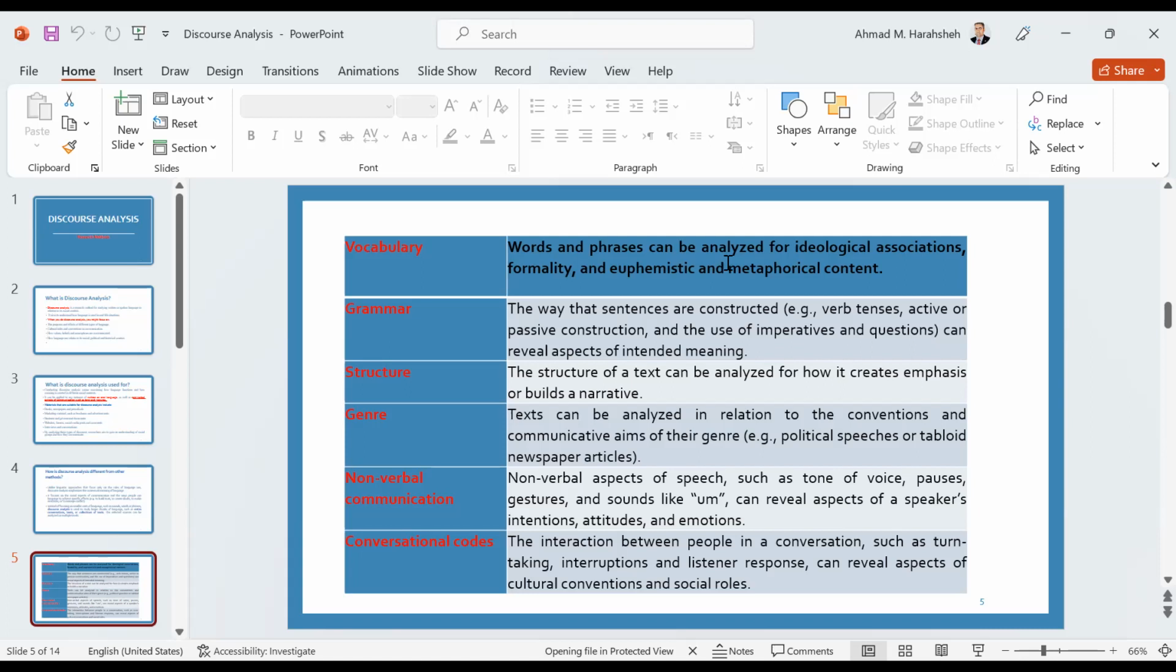Grammar, the way that sentences are constructed, such as verb tenses, active or passive construction, and the use of imperatives and questions, can reveal aspects of intended meaning.